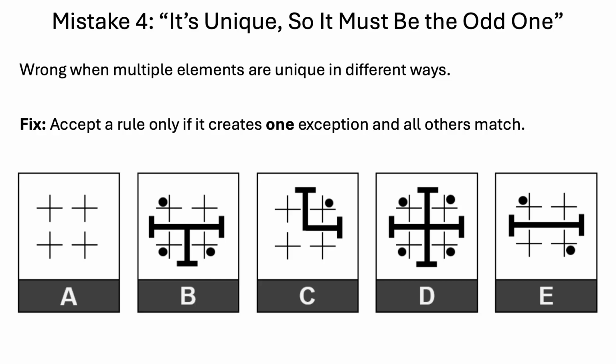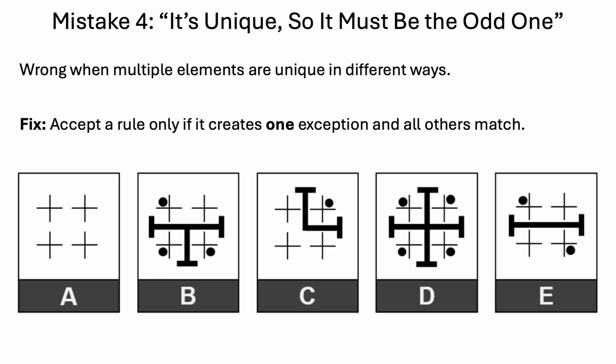So the fourth and final common logical mistake we'll cover is: it's unique, so it must be the odd one. So this is wrong when multiple elements are unique in different ways. And the fix is to accept a rule only if it creates one exception and all others match. So once again, let's take a look at the example below.